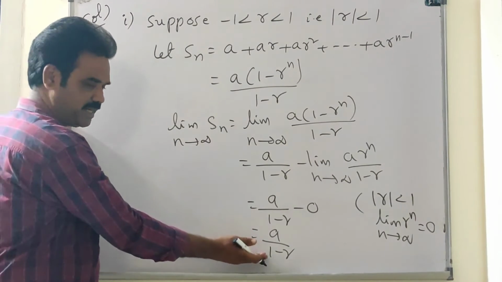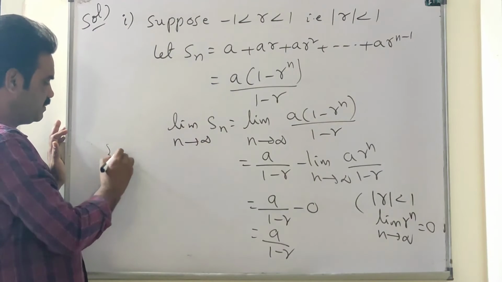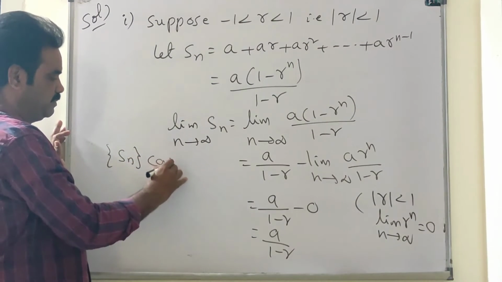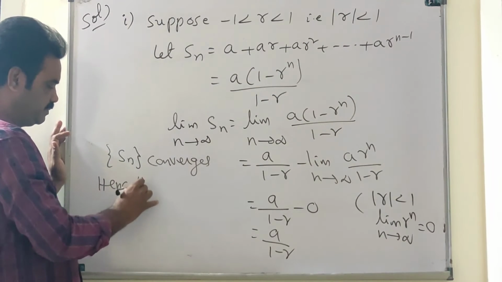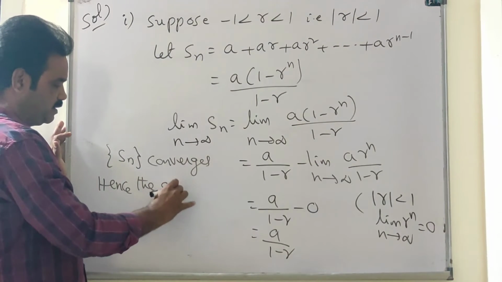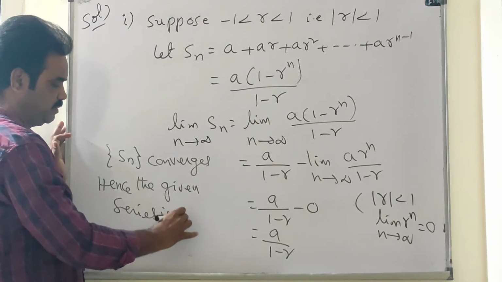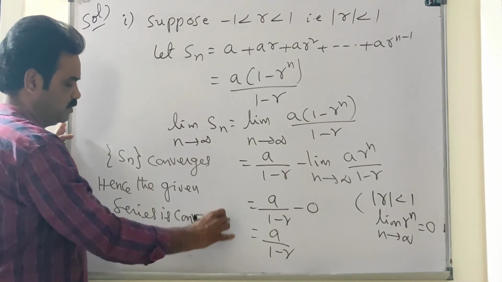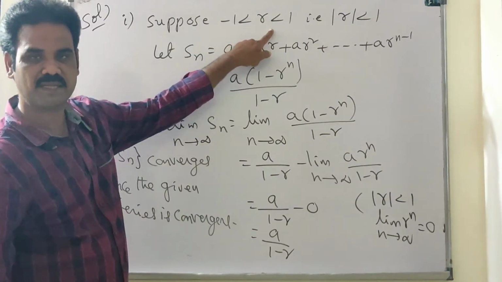That means this limit exists. Hence the partial sum sequence Sn converges, and hence the series is convergent. Hence the given series is convergent. That means the geometric series is convergent for minus 1 less than r less than 1.